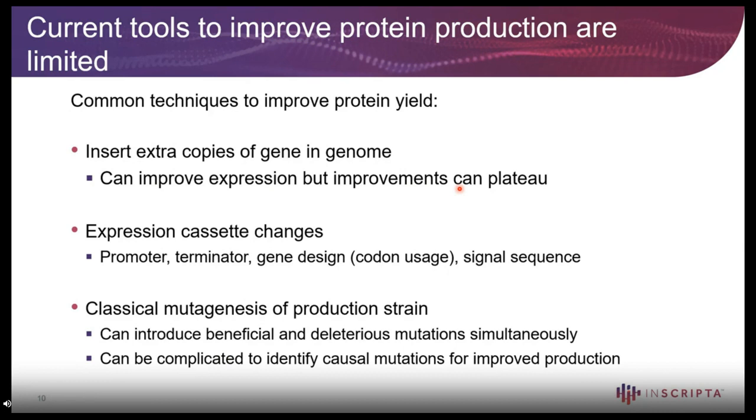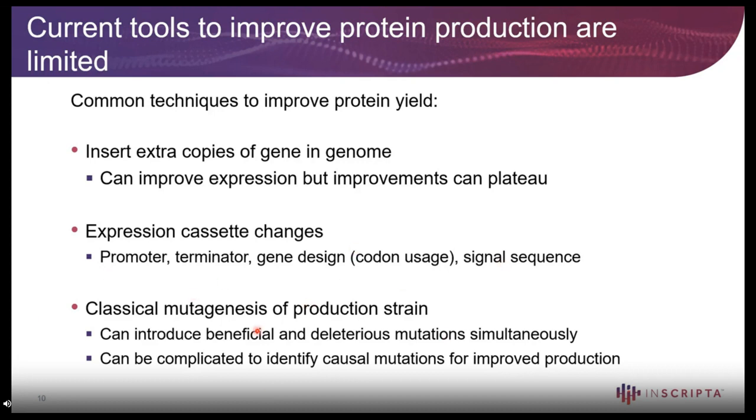You can start to play around with the expression cassette. So maybe you want to change the promoter. Very often you use a very strong promoter, but maybe there's a couple other ones that you might try. Or you can change the terminator. Or you can look at gene design, such as codon usage and codon optimization. So you might design a few different versions of it and see which one expresses the best. Or you could change the signal sequence if the protein is secreted.